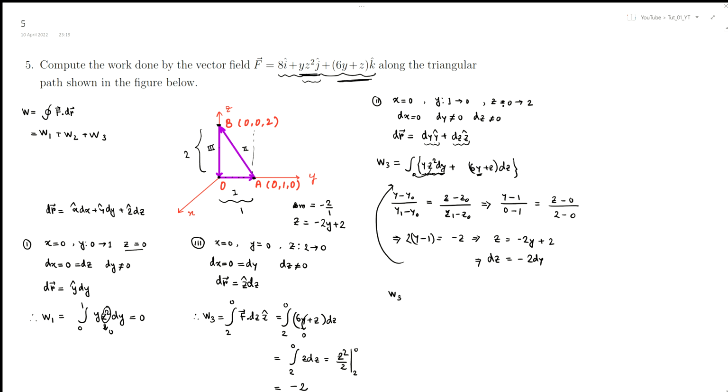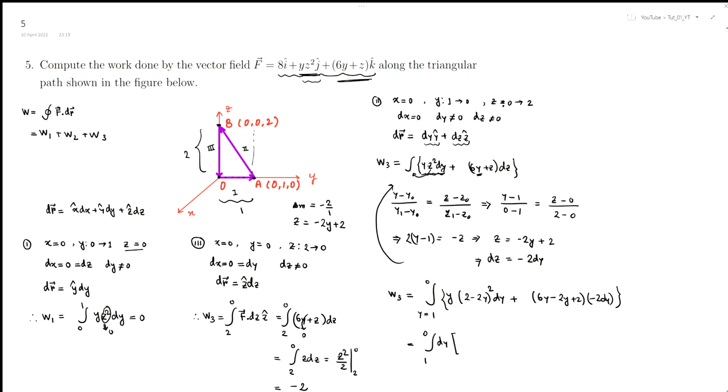So W3 will become the integral of y (2 minus 2y) whole squared dy plus (6y plus (minus 2y plus 2)) times (minus 2) dy. Now the entire integral is in terms of y. So we can put the limit for y, and y is changing from 1 to 0. Rest is simple, we just have to simplify it and finally do the integral. Y will go from 1 to 0, dy let me take it out.